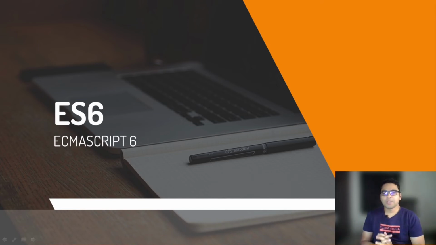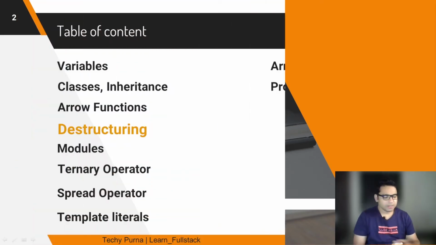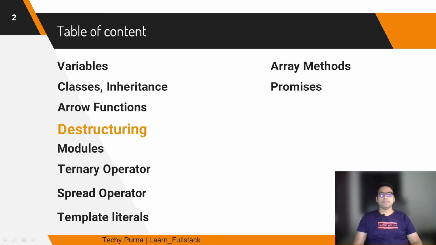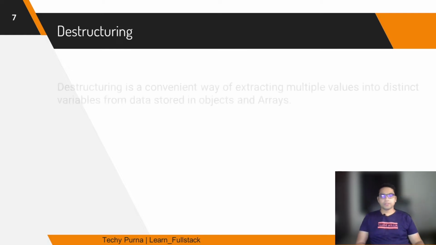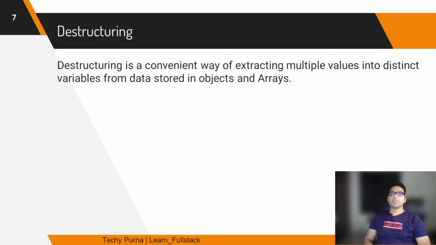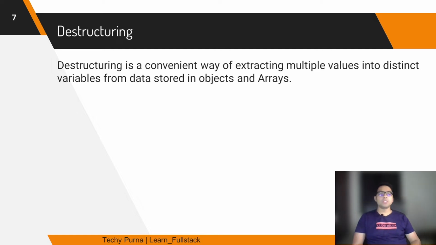We are continuing the ES6 training session, and today we are going to discuss destructuring. So far we have covered variables, classes, inheritance, and arrow functions, and today we will discuss destructuring. So what is destructuring? Destructuring is a convenient way of extracting multiple values into distinct variables from data stored in objects and arrays.